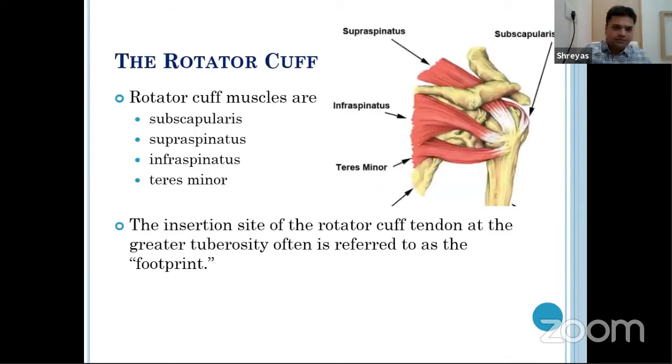Now let's talk a bit in detail about the rotator cuff. It is composed of four muscles: supraspinatus, subscapularis, infraspinatus, and teres minor. All these four muscles insert to the greater tuberosity of the humerus, which is called the footprint. Subscapularis causes internal rotation of the humerus, while supraspinatus causes abduction of the humerus, and infraspinatus causes external rotation of the humerus.